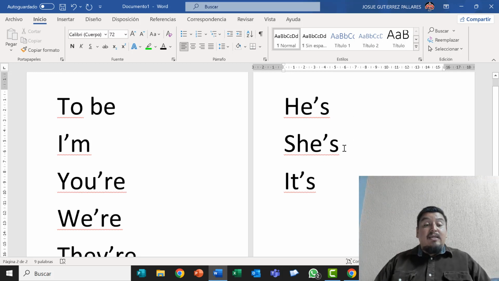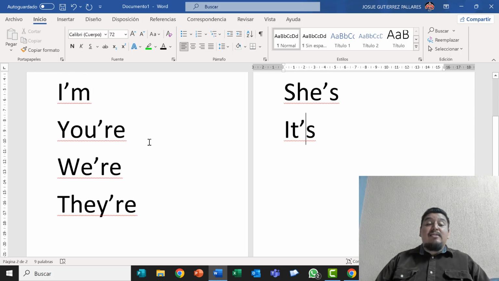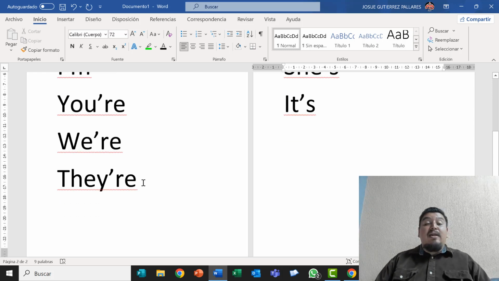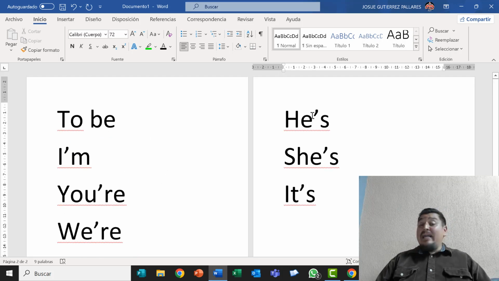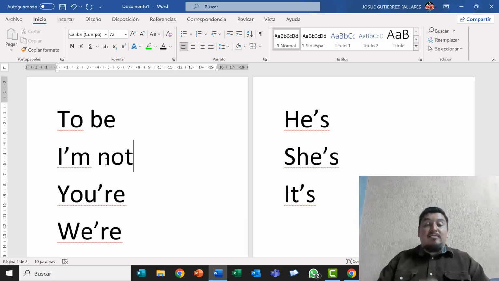Very simple. So it means yo soy, yo estoy, tú eres, tú estás, somos o estamos, ellos son, ellos están, él es, él está, ella es, ella está, esto es, esto está. For the negative form, simple. Just add not. I'm not. Yo no soy, yo no estoy.